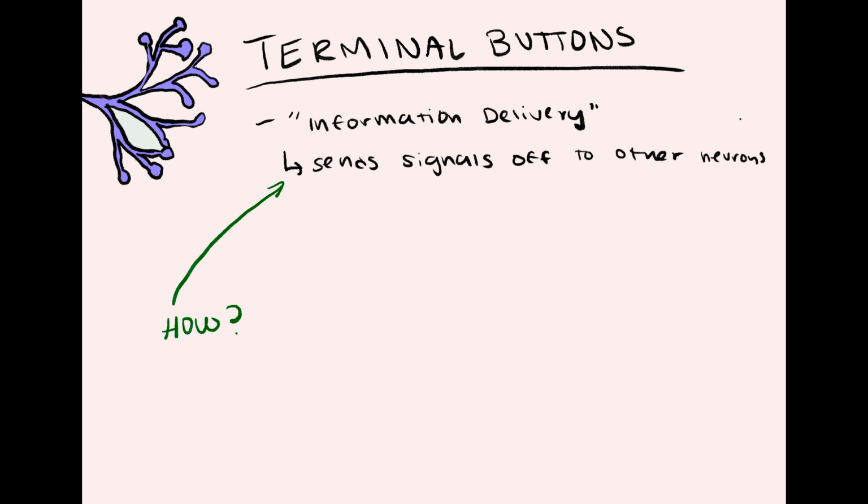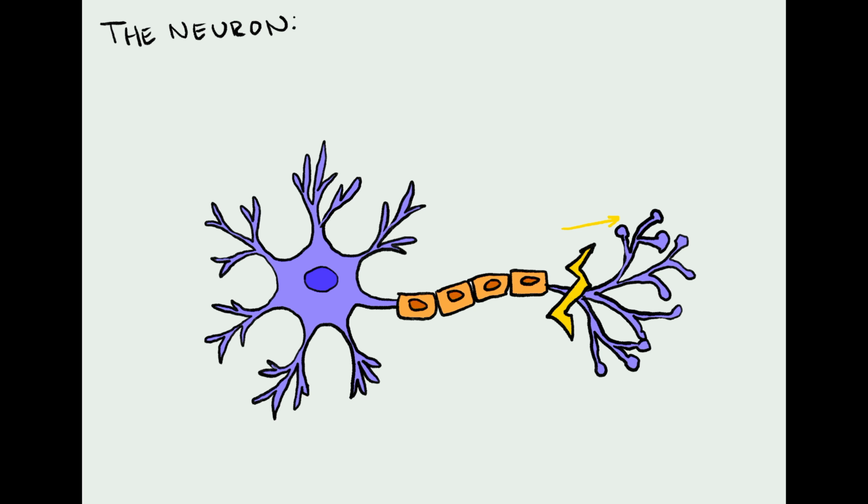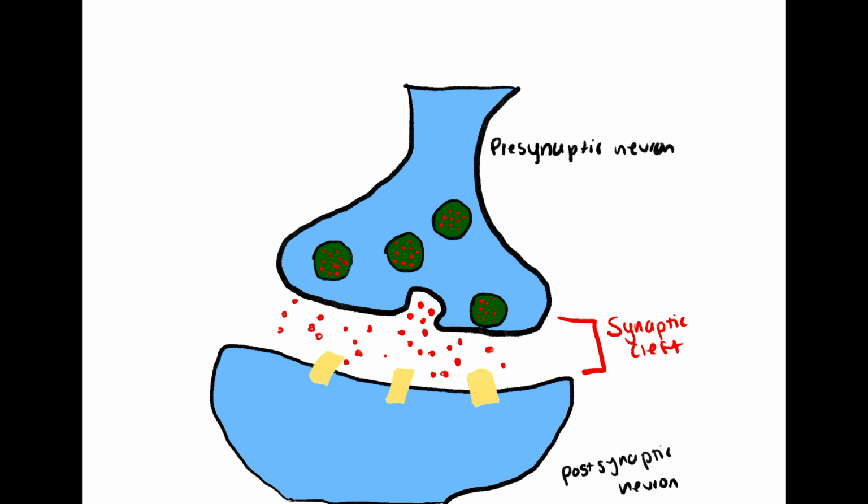How? Great question. Terminal buttons contain something called synaptic vesicles. Synaptic vesicles are small organelles that store neurotransmitters. Neurotransmitters are endogenous chemicals that are what allow neurons to communicate. At the arrival of an action potential to the terminal button, calcium-evoked exocytosis causes these synaptic vesicles on the presynaptic nerve terminal to discharge their neurotransmitters into the cleft between this terminal button and the dendrite of another neuron. This cleft is called a synapse. Here, the neurotransmitters bind to the postsynaptic receptors, which begin the receiving of signals on another neuron.